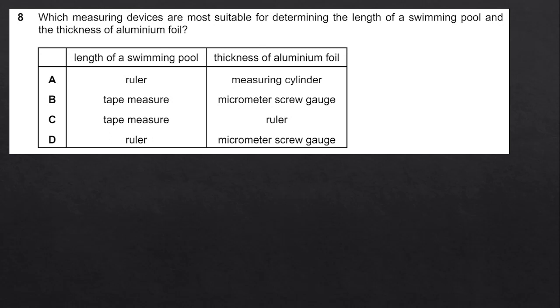Let's look at question 8. Which measuring devices are most suitable for determining the length of a swimming pool and the thickness of an aluminum wire? To measure the length of a swimming pool, we can use a measuring tape, and to measure the thickness of an aluminum foil, we can use a micrometer screw gauge. So it would be option B.